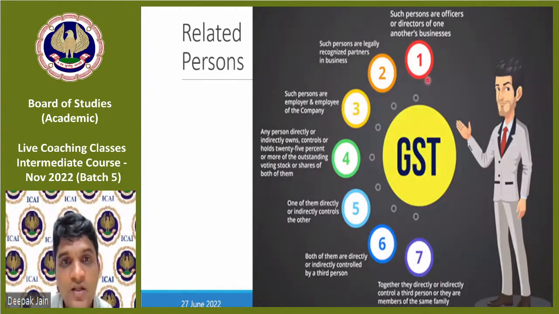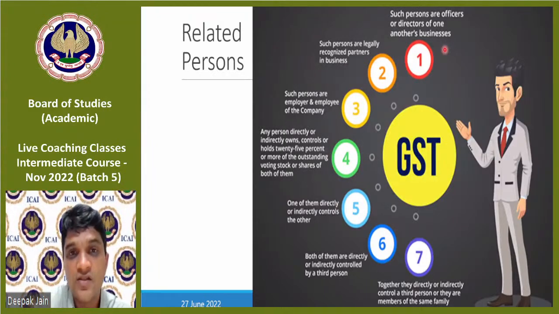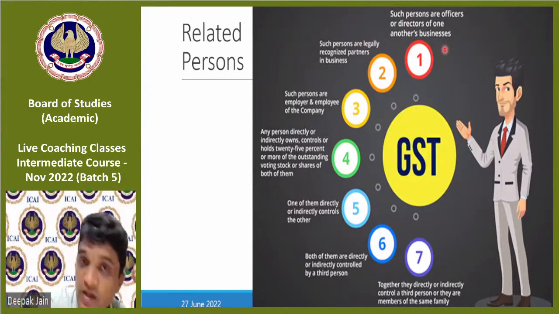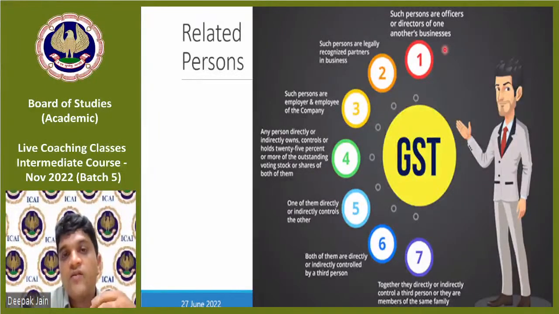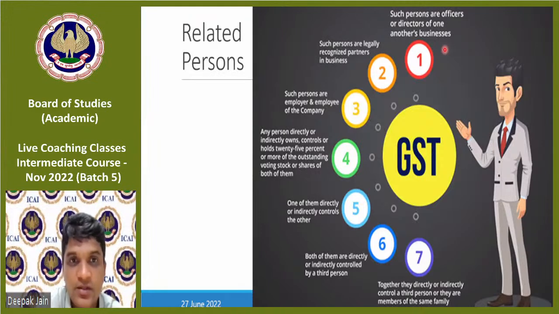Related persons have several criteria. First, such persons are officers or directors of one another's business, that is, common directors or persons who are officers of one another's business. Common partners, common directors, one party is related to the other party. They will be treated as related persons.